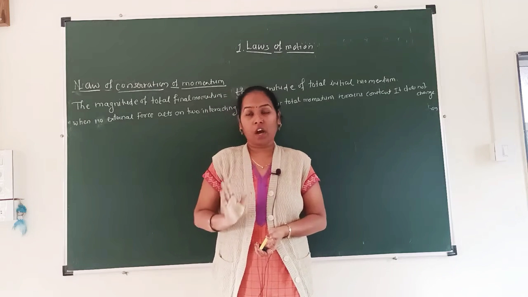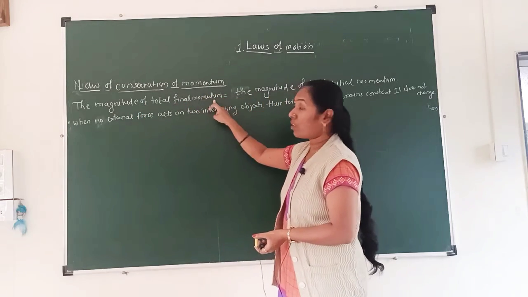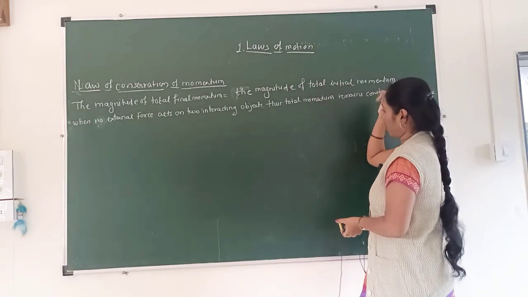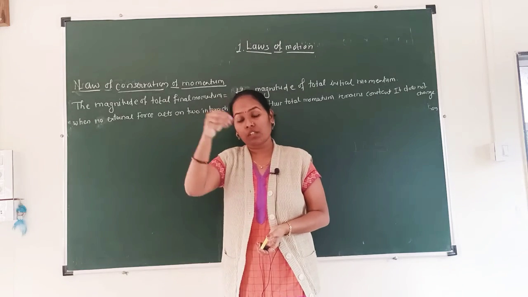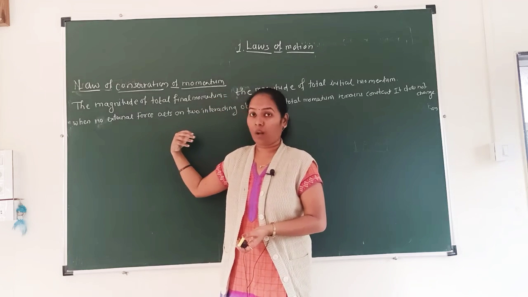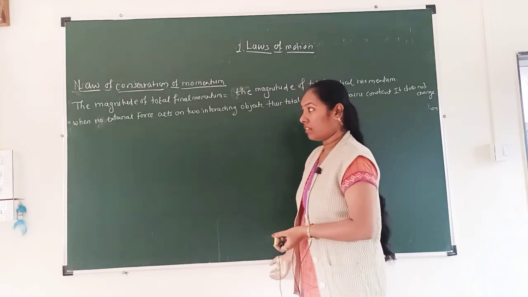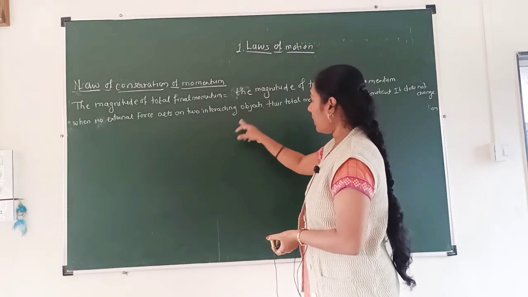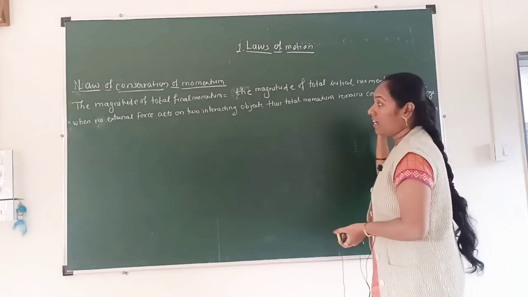What is momentum? We have already seen. What is the statement here? The magnitude of total final momentum is equal to the magnitude of total initial momentum. Why do I write Newton's third law of motion here? Because the example included in Newton's third law of motion is related to this law. What is the statement for this law? When no external force acts on two interacting objects, their total momentum remains constant, it does not change.